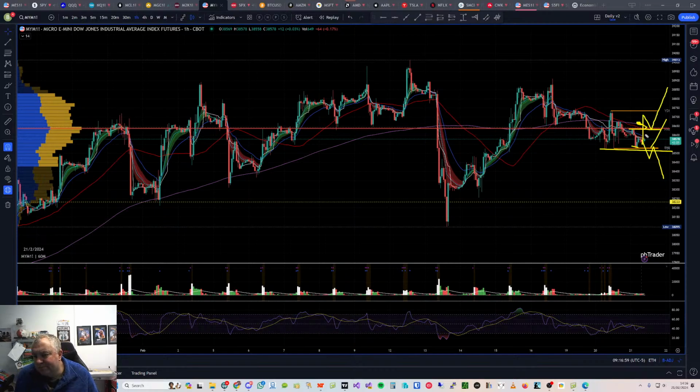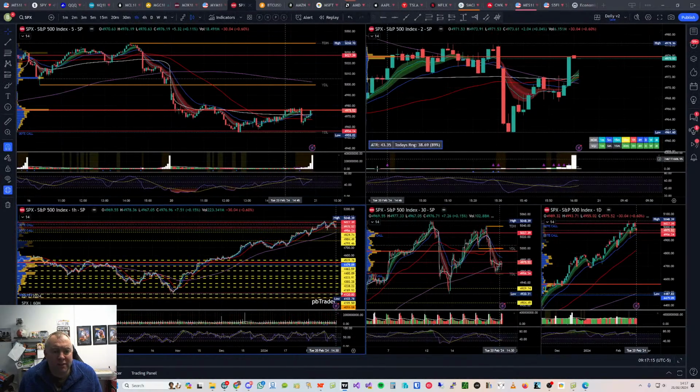So high risk: break and retest of pre-market high. Higher probability: break and retest of yesterday's high, and obviously that's a rejection point as well. And that's it really. SPX, do want to keep an eye on this today.